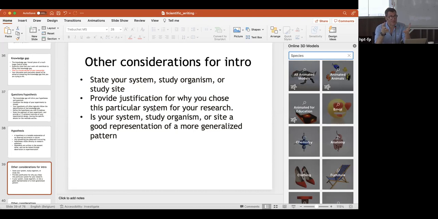But you have to explain in the introduction why these details, these study organisms or sites or system, are relevant. It's also important, if you are working with a model organism, or you think that the organism you are working with can be used as a model, as a representative species for other things, that you explain this in your introduction. Okay.